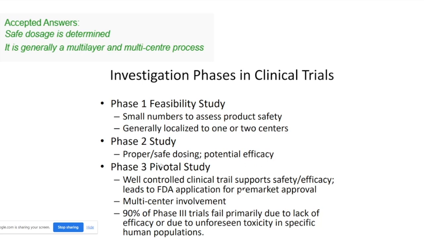And the final, phase 3, is a pivotal study, which is a well controlled clinical trial and supports safety and efficacy. It leads to an FDA application for pre-market approval, and it involves multiple centers. So these two options, that is safe dosage is determined and it is generally a multi-layer and multi-center process, will be the correct options.